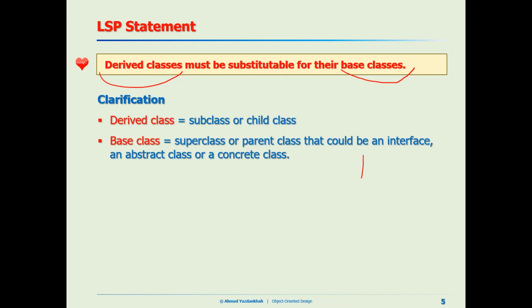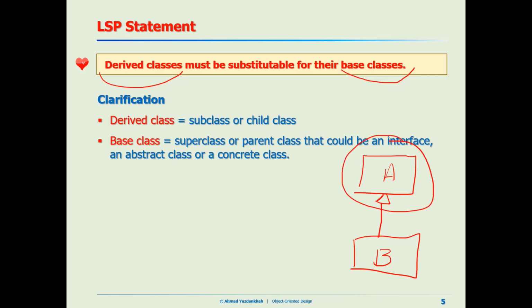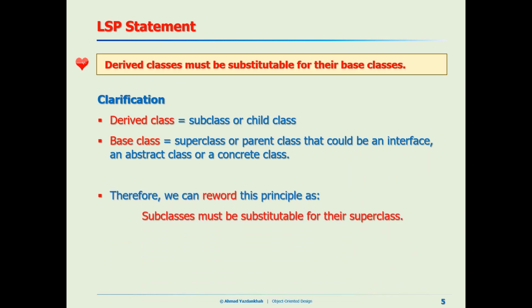So it means that if we have a superclass here, and if we have a child here, let's say B, right? This statement is saying that if you expect this guy, you can substitute that parent with these children. So here is how I reword this statement: subclasses must be substitutable for their superclasses. All right. I think this statement is a little bit familiar. Don't you think that we have seen this statement before? Subclasses must be substitutable for their superclass.